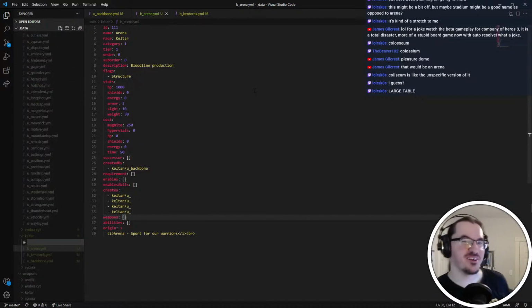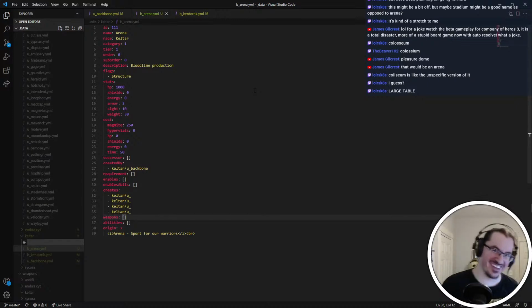These guys are going to be pretty interesting in the early game, I think, with how expensive their structures are. I like it, though. It's pretty cool.